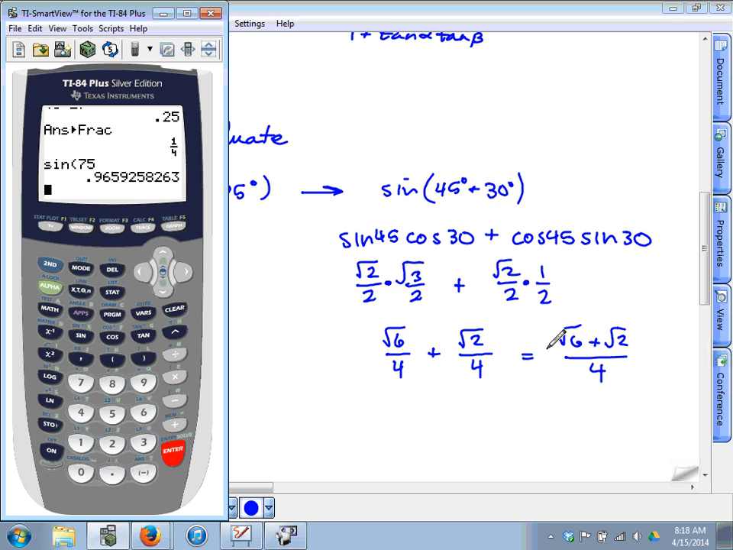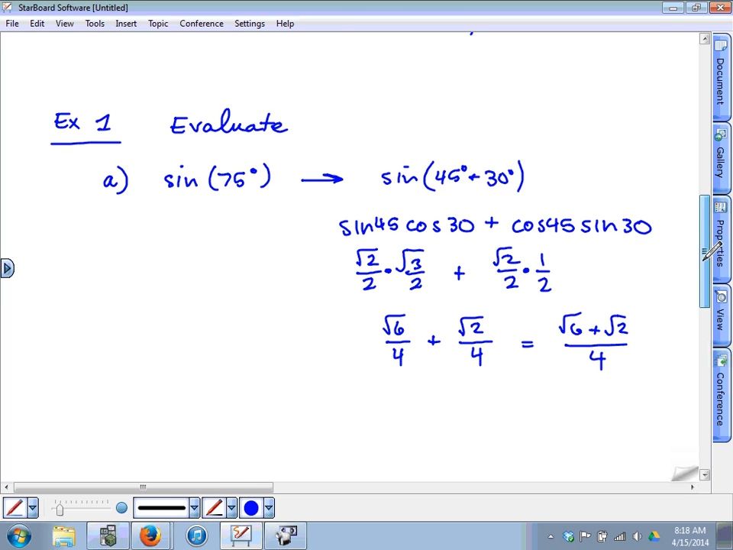If I type this into my calculator and hit enter, what would I expect to find? 0.9659. So I'm going to type in square root of 6 plus square root of 2, and then divide that by 4, and I'm expecting to find the exact same decimal. Hey, look at that! So your calculator can help you verify that you have the correct answer at least. Unless you have a Casio. If you type in sine of 75 degrees, it'll tell you it's square root of 6 plus square root of 2 all over 4. Anyway, so let's keep going with this.